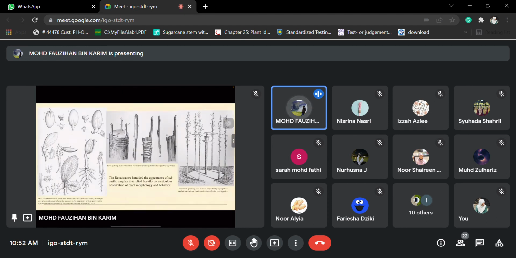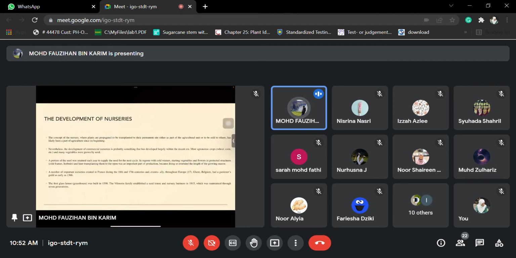Okay, these are some of the techniques of plant propagation. Okay, this illustration you can see later. And now the development of nursery.